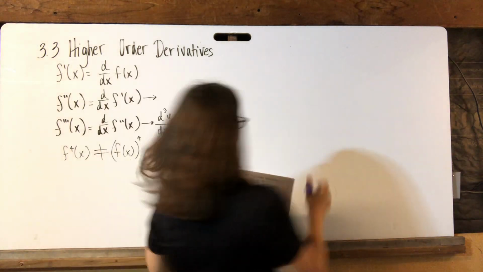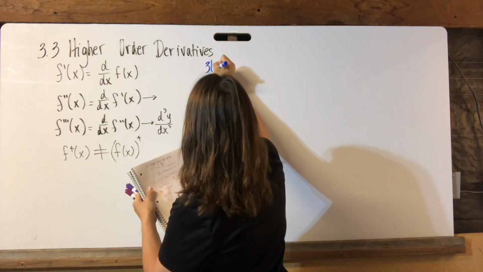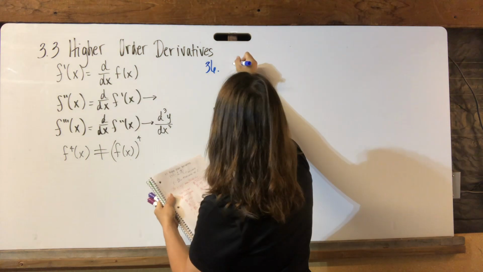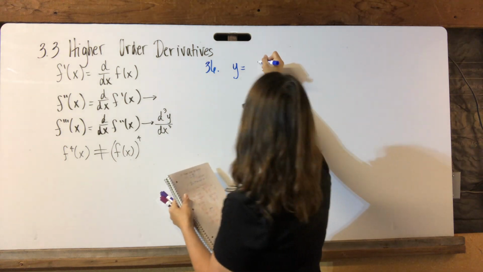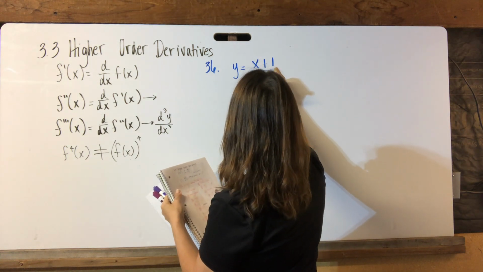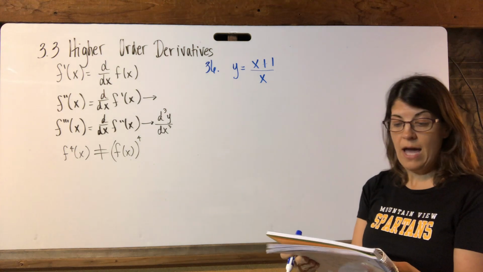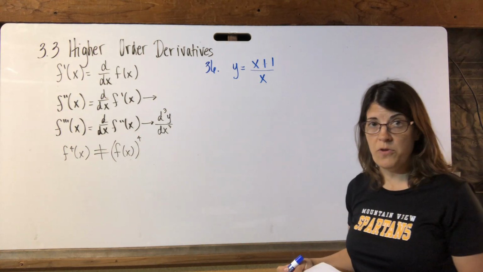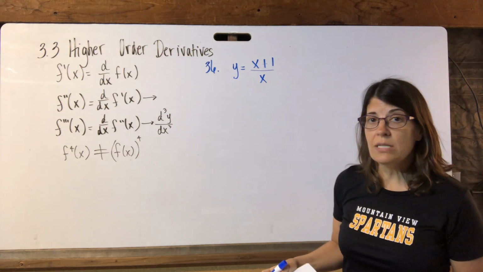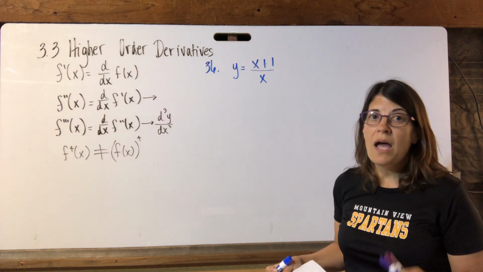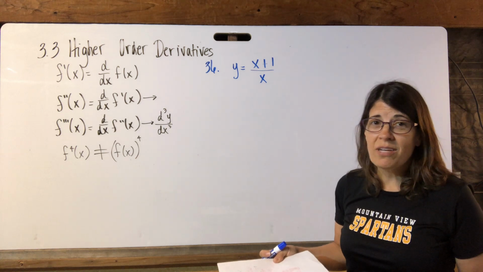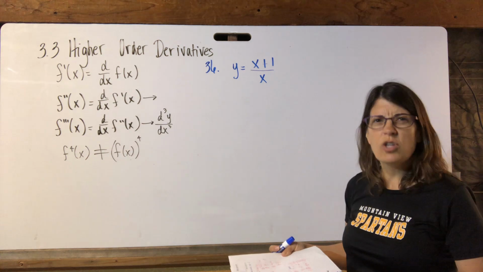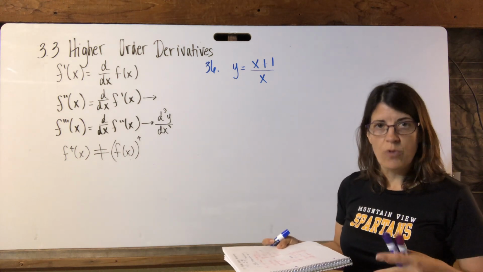I'm going to start with number 36, which I have written down so I don't need my book. They give you that y is equal to x plus 1 over x, and they want you to find up to the fourth derivative. So it's written as a quotient, so I'm going to do the quotient rule. My whole math calculus life, I've never liked the quotient rule. I've always preferred the product rule. So I'll show you how to do a good check between quotient and product.